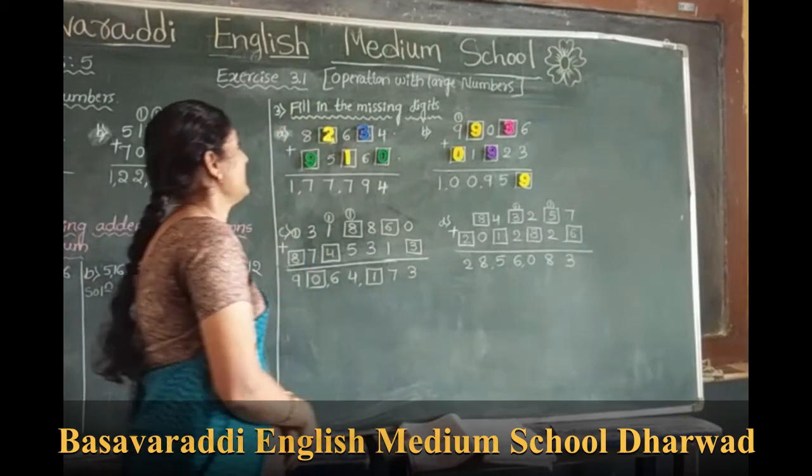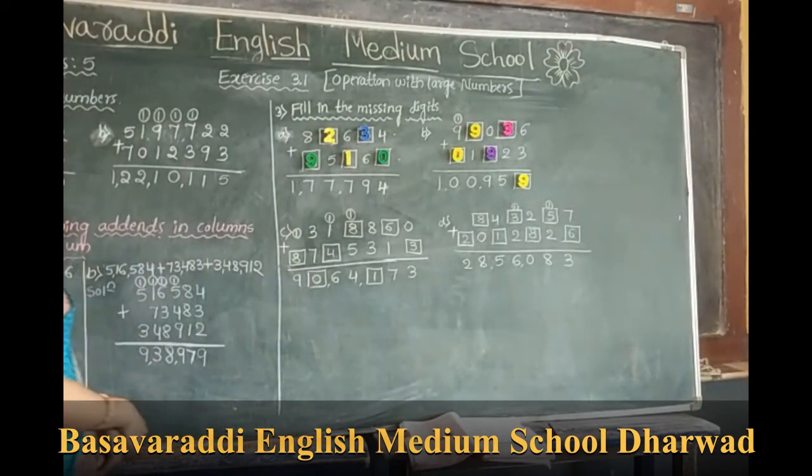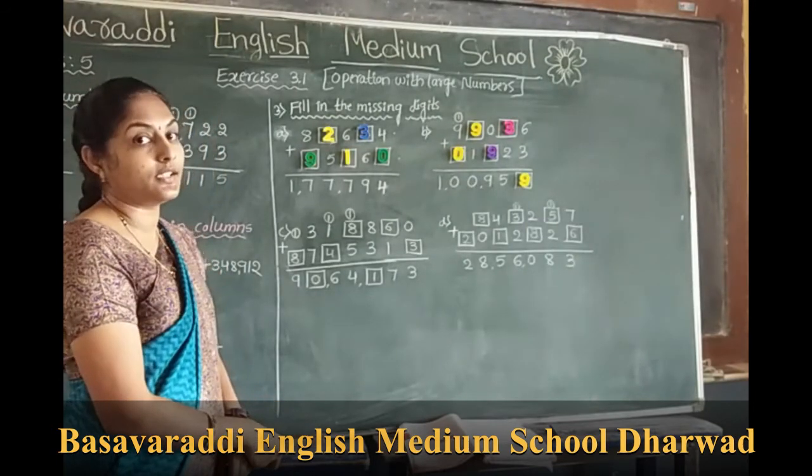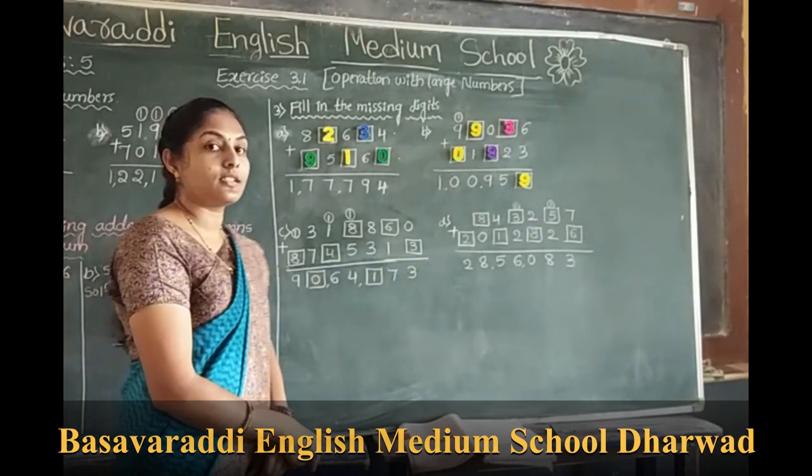28 lakh 56,083. These are the methods of how to add the following, and second one is how to arrange the columns in the number and how to fill the missing digit. Keep practicing. Thank you.